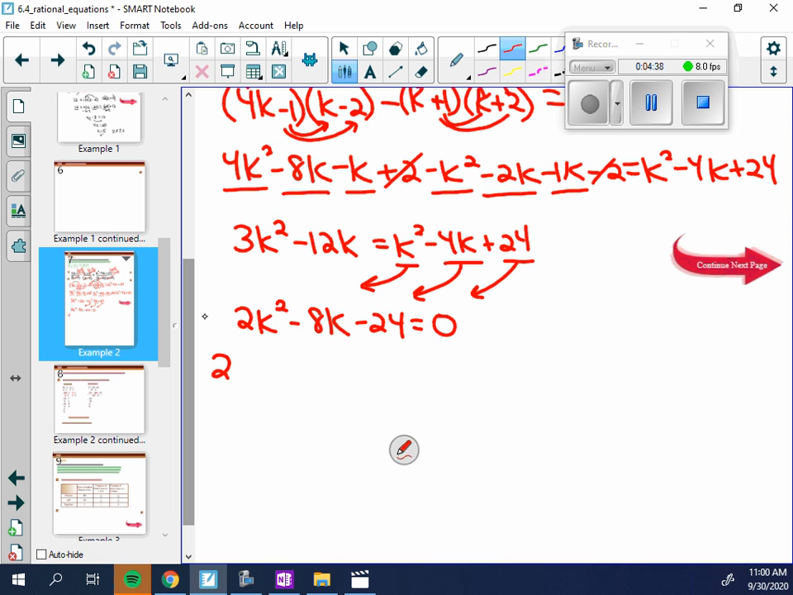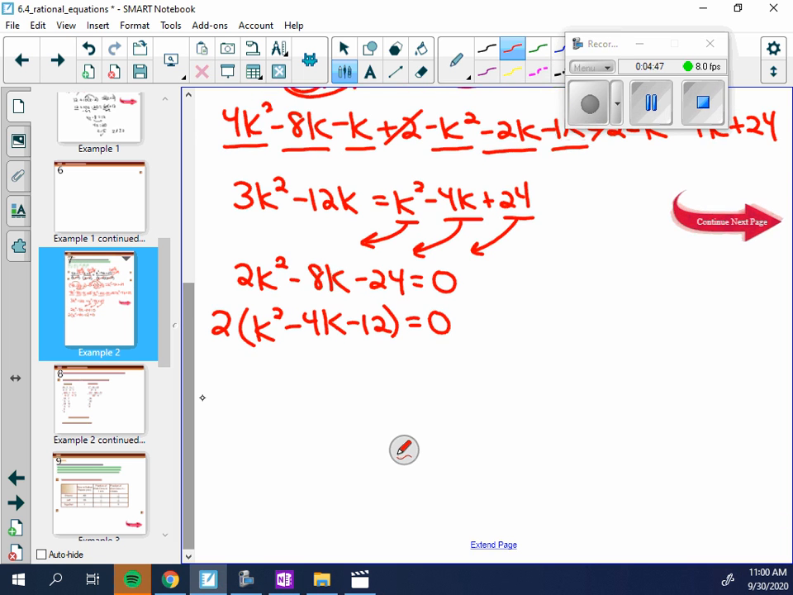I can pull out a 2. So I have a k squared minus 4k minus 12. And then I'm just looking at factors of negative 12 that add together to get negative 4. So that's going to be minus 6, so k minus 6, and k plus 2. What makes a 2 0? Nothing. It's 2. What makes this 0 would be 6. What makes this 0 would be a negative 2.